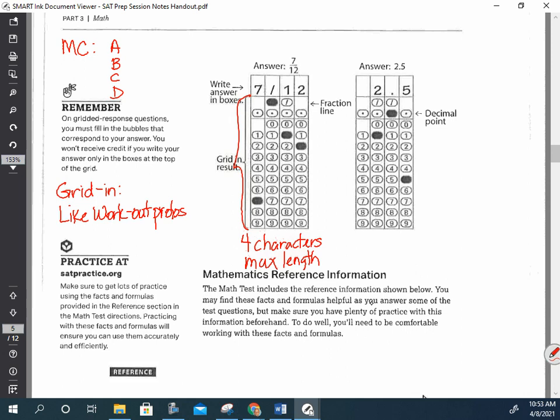Another thing, you must bubble it in. You must bubble in your answer. SAT doesn't care if you write it in. If you don't write it in, okay. They're running your test through a computer. The reason why they have you write it in is so that if the computer malfunctions, they can go back and look at your answer. But you don't want to write it in? Okay.